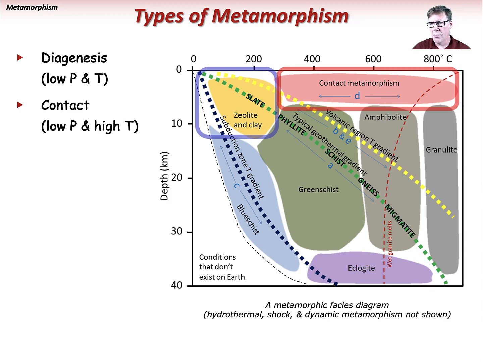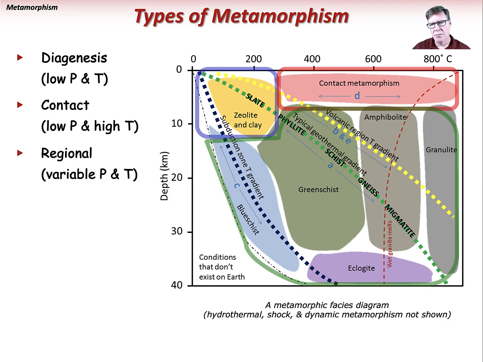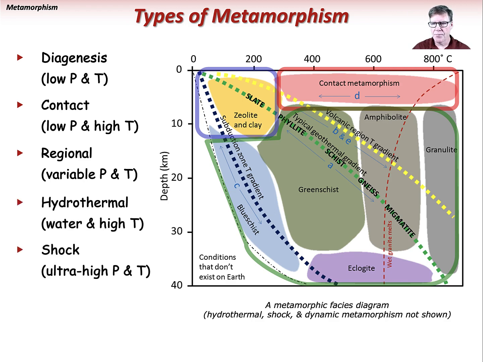There's a broad metamorphic facies called regional metamorphism, which encompasses variable pressures and temperatures from lower metamorphic grades to higher metamorphic grades. Hydrothermal metamorphism includes water and high temperatures. Shock metamorphism is ultra-high pressures and temperatures from asteroid and comet impacts. And dynamic metamorphism involves high pressures and variable temperatures that exist along fault zones and shear zones. Hydrothermal, shock, and dynamic metamorphism are not portrayed in this diagram.